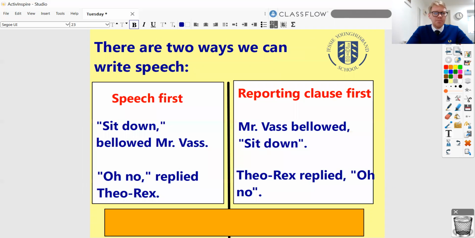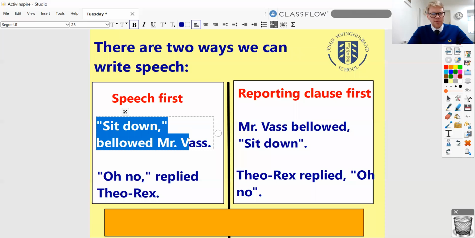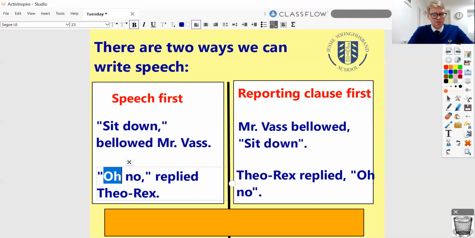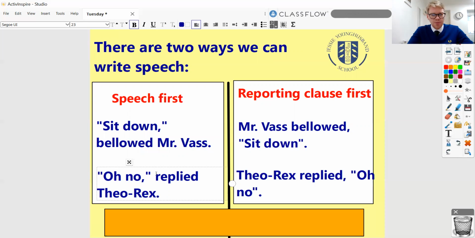Today, I'd like to look at that in a bit more detail. First thing I want to tell you is that you can actually put the reporting clause at the start of the sentence if you want to. So let's look at the kind of two versions there. Yesterday, we looked at sentences where the reporting clause was at the end and the speech came first. So it would have been things like this. "Sit down," bellowed Mr. Vass. "Oh no," replied Theorex. And there we had the speech first, and then our reporting clause, which in this case was bellowed Mr. Vass or replied Theorex, we had that at the end.